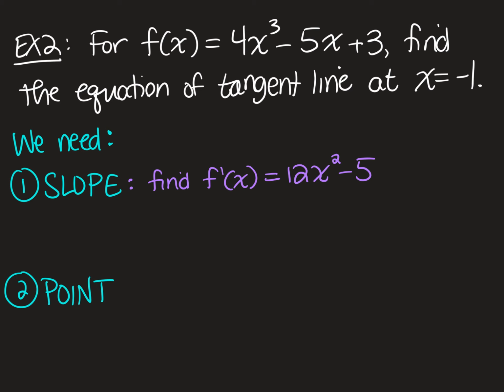Now that gives us the slope of any tangent line, right? But I'm needing one very specific. It needs to happen when x equals -1. So we're going to find what happens to the slope when x is equal to -1. So f prime of -1, that's what we're looking for here. And we're just going to plug in -1. So we have 12 times -1 squared, that's just going to be 12, minus 5, that's 7. That's our slope.